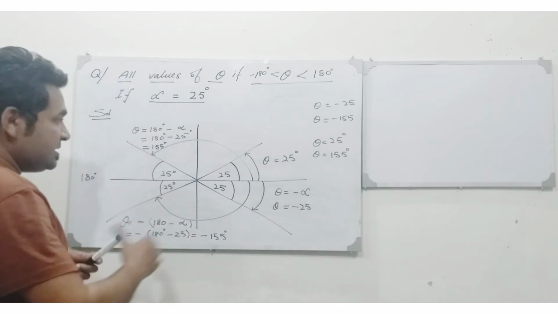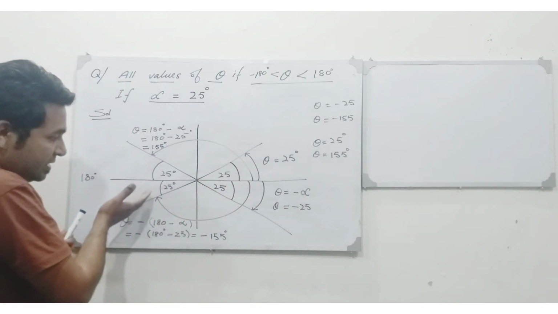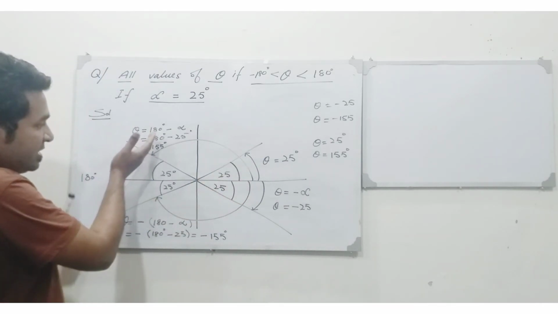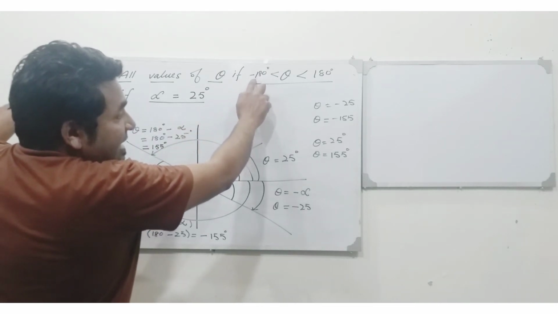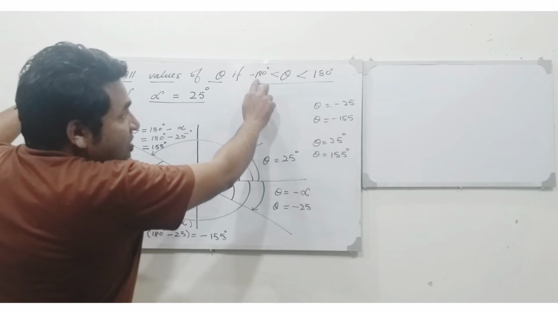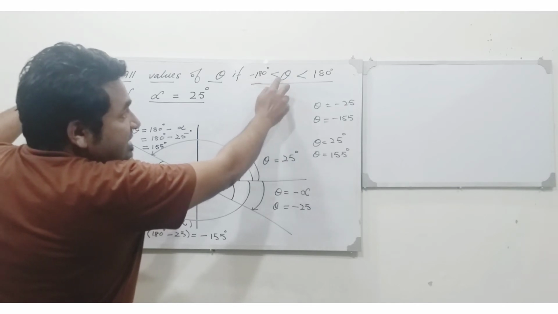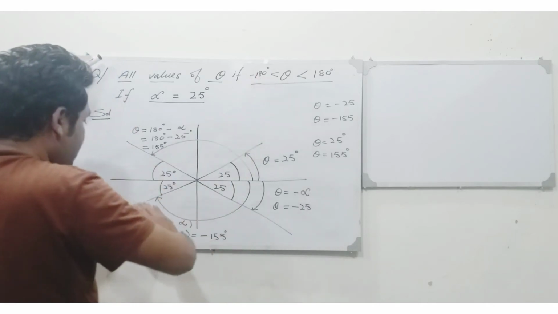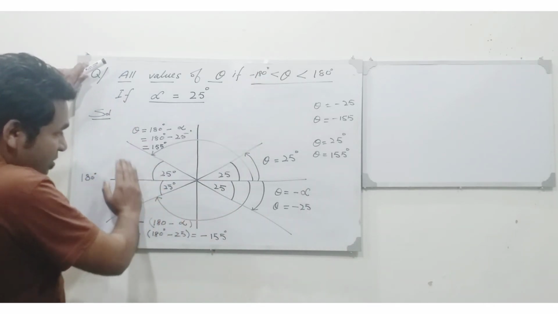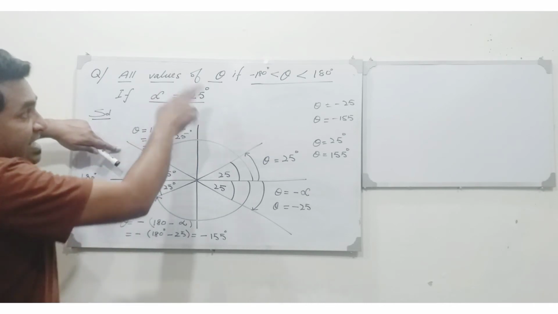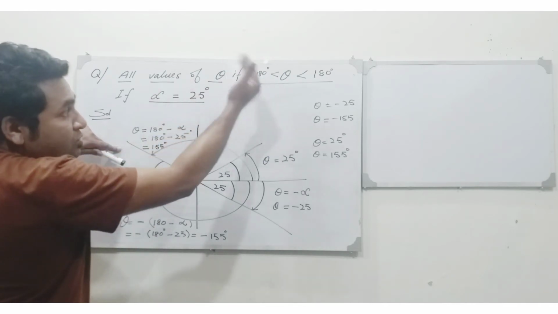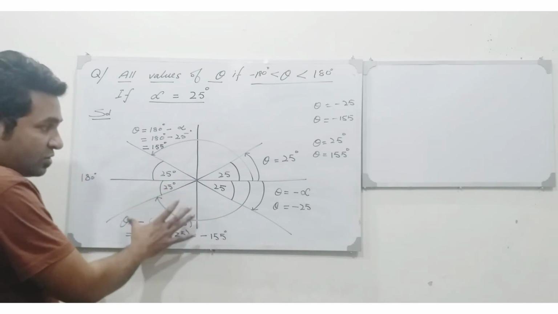So you can see that if we move in clockwise direction to this quadrant, then the value will exceed, and our range is from minus 180. It stops here. So the value of theta is greater than minus 180. If we move further in clockwise direction and come in this quadrant, then the value will become less than minus 180, which is not possible. So that's why we have to stop here.